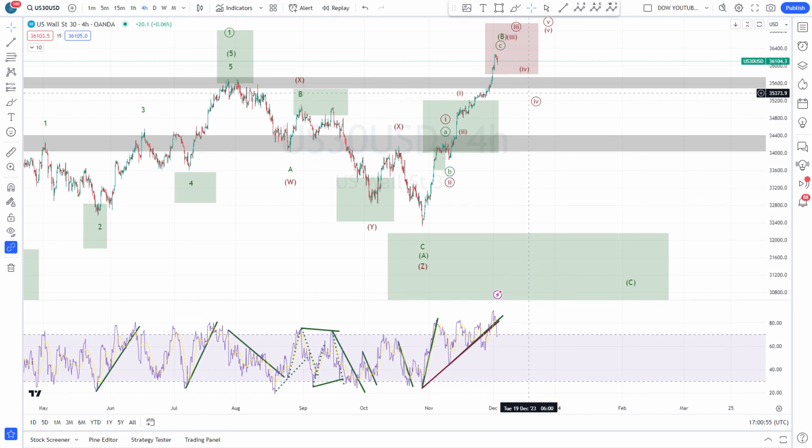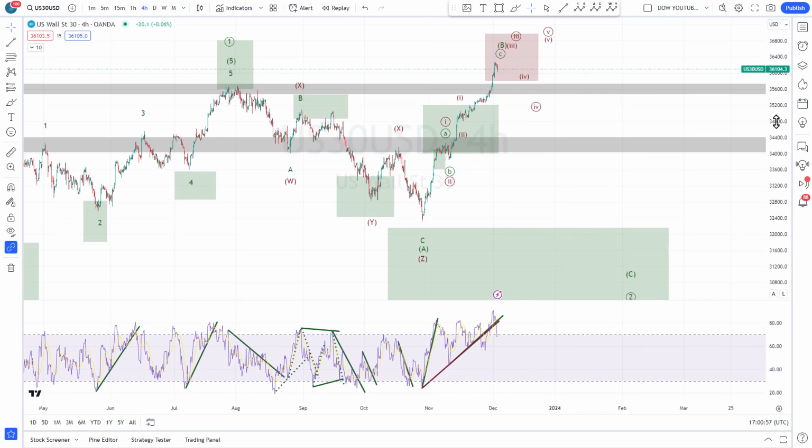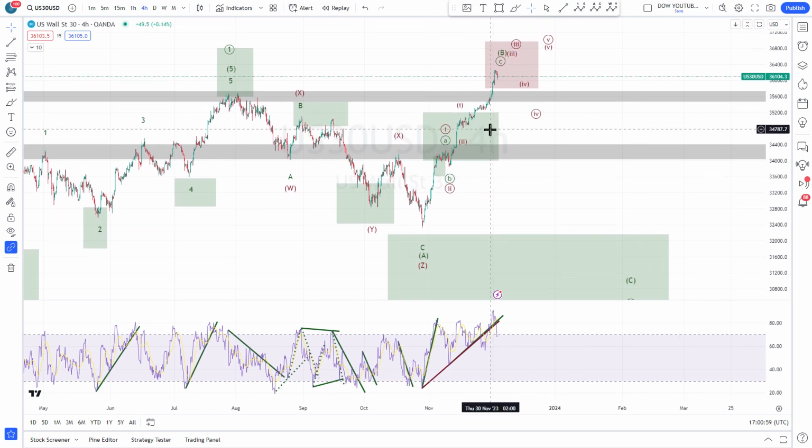If we look in the 4 hour, it is even more clear. I would say for me, this is three waves: one, two, three, or A, B, C. And so what we are seeing now is that we start to break the RSI trend line. So that means that this upward cycle might be ending.